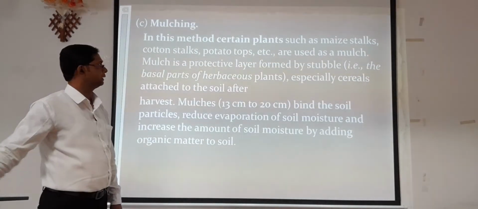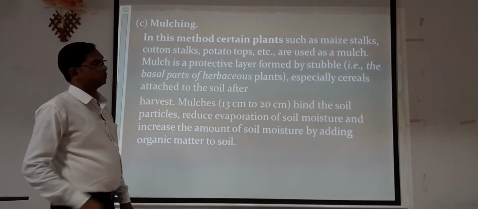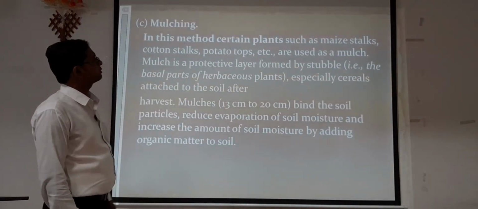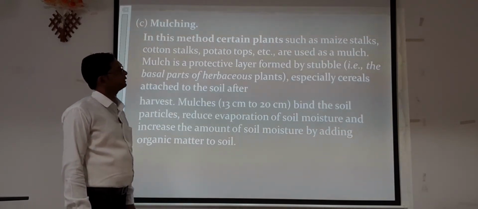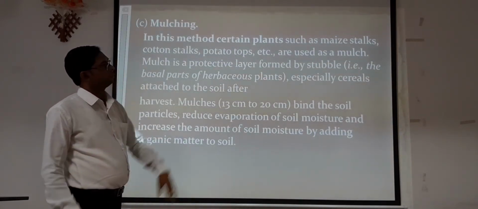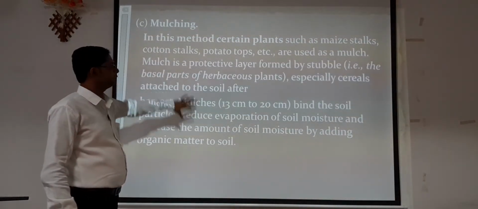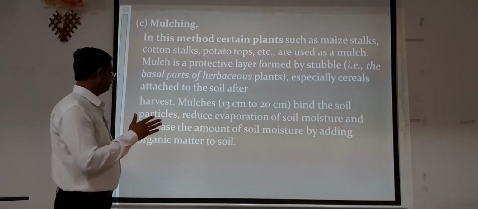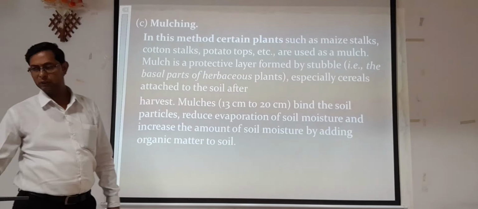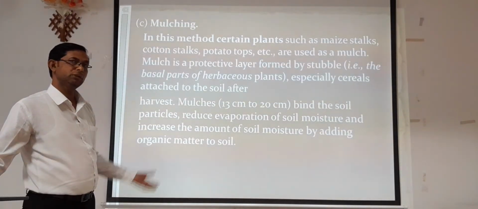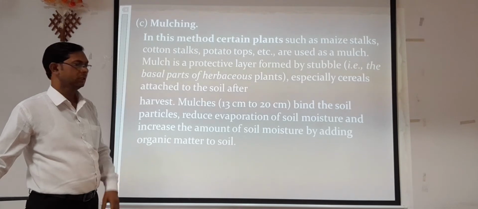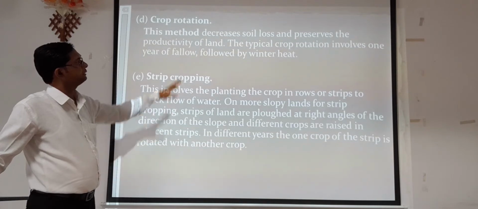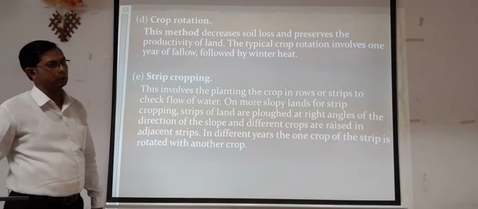Mulching, as we have discussed earlier, mulching is the method to cover that particular region. So for example here plants such as maize stalk, cotton stalk, potato tops, etc. are used to mulch or to cover that particular region, and due to this covering what happens, the soil erosion will stop, or it will retain the moisture of that particular region. So that is known as mulching, or in a simple way we can say the covering of that particular region. Then the crop rotation, so it will decrease the loss of soil and preserve the productivity of the land.